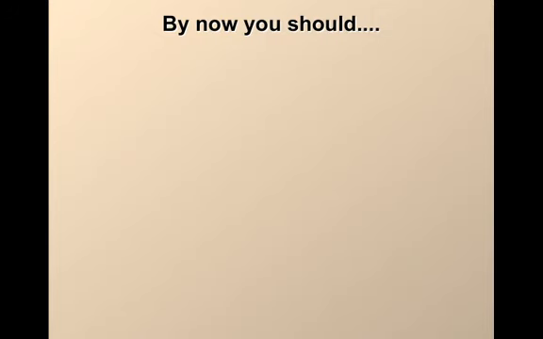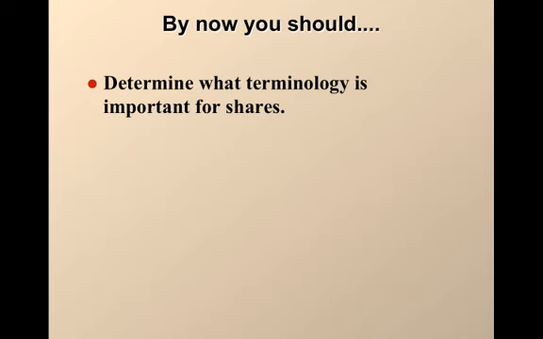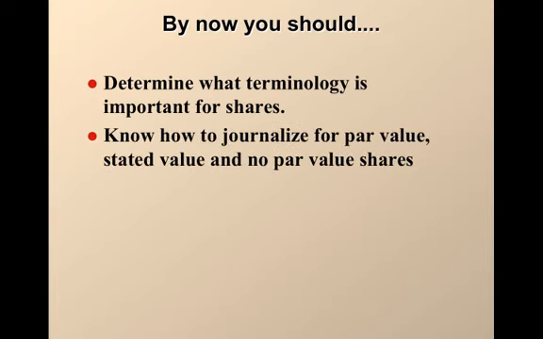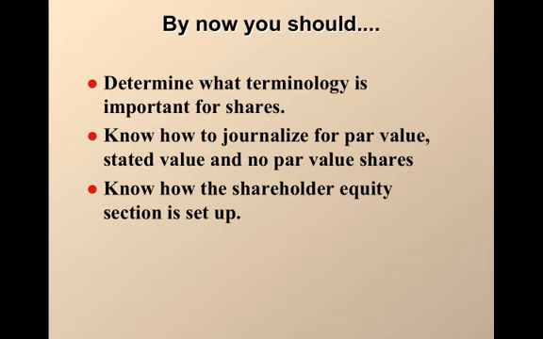Okay, by now you should be able to determine some different terminology around shares: number of shares authorized, number of shares issued, that sort of thing. You should be able to know how to journalize when there's a sale for par value, stated value, and no par value shares. You'll have to know what the shareholders' equity section looks like, the two sections, contributed capital and retained earnings, and within the contributed capital, the common share section and the contributed capital in excess of par or stated.